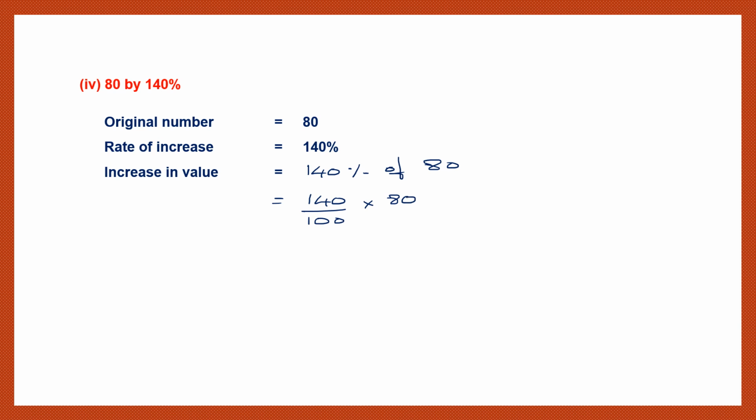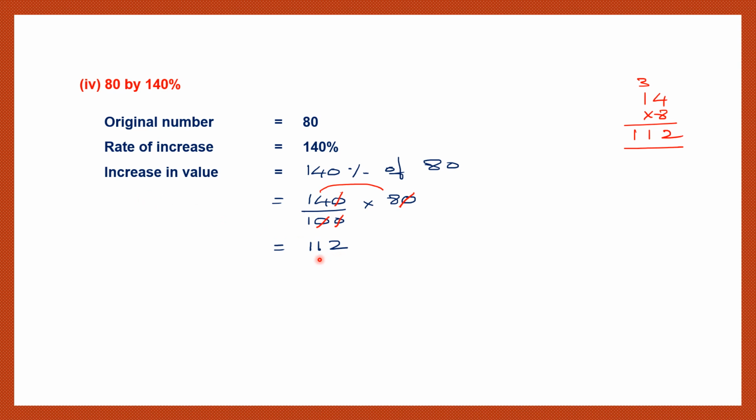Now let's cancel. So I can cancel the 0 here and the 0 here. I can cancel this 0 and this 0 also. So now all I have to do is multiply the numerators, which is 14 into 8. 8 fours are 32, carry 3. 8 ones are 8, 9, 10, 11. So I have 112. So my increase in value is 112. Remember, when you divide by 100, you are removing the percentage sign, so you don't have to put it again. Only when you convert it to percent, you have to put back the percentage sign.